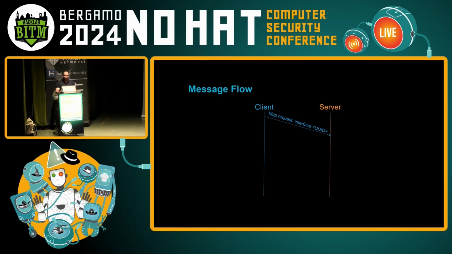So in terms of the message flow, we have a map request between the client and the server, then a response to get the endpoint. Then we have a bind request, a bind response, and then an RPC call and its status. And we'll see how exactly the binding evolves over time with authentication in a bit.